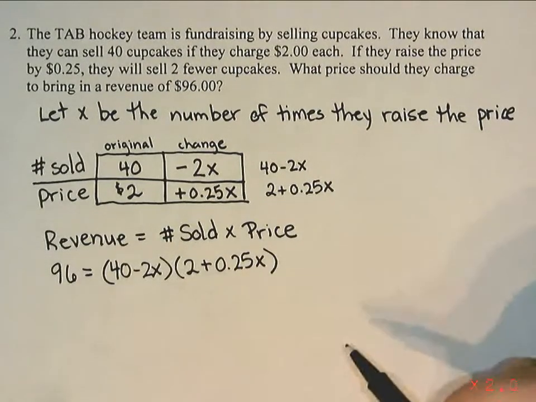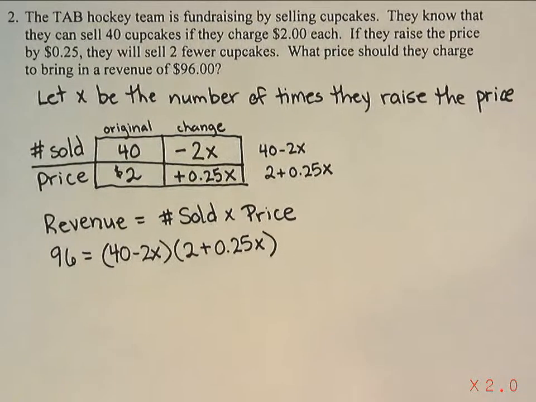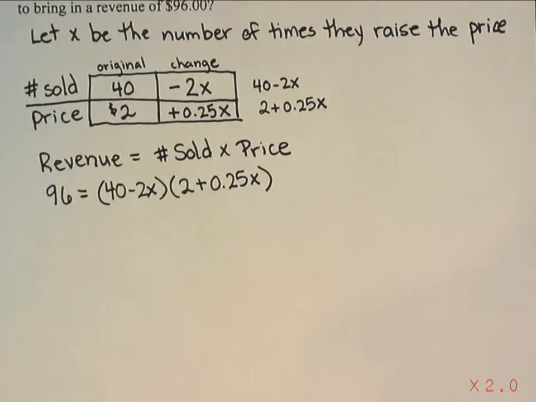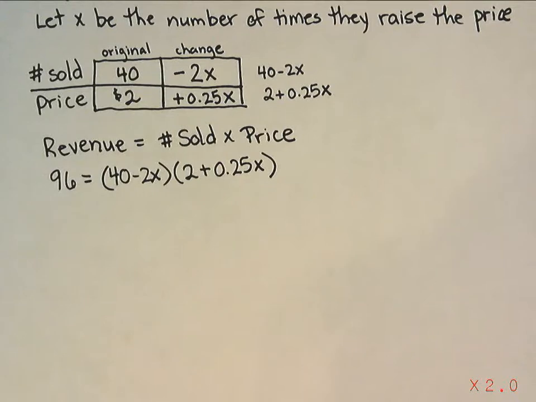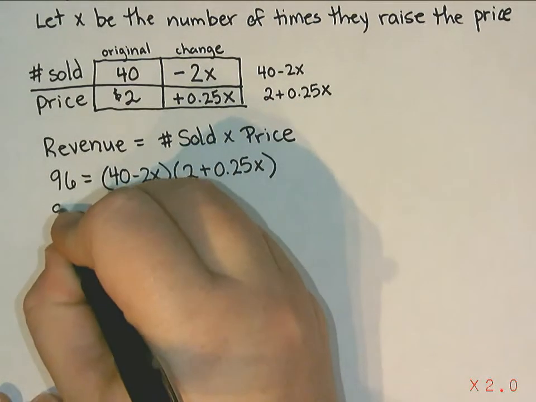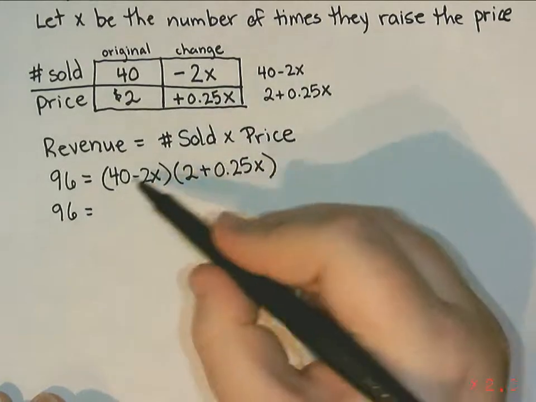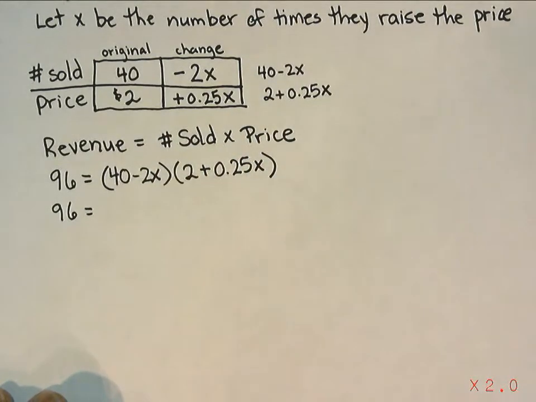So from here, what I have is a quadratic, and I'd like to solve it. So it would help if I could write it in a form I'm a little more used to seeing, which is standard form. So I want to multiply all this out, collect up all my like terms, and move everything over to one side. So I'm going to leave the 96 where it is for right now, and I'm going to multiply out these two brackets.